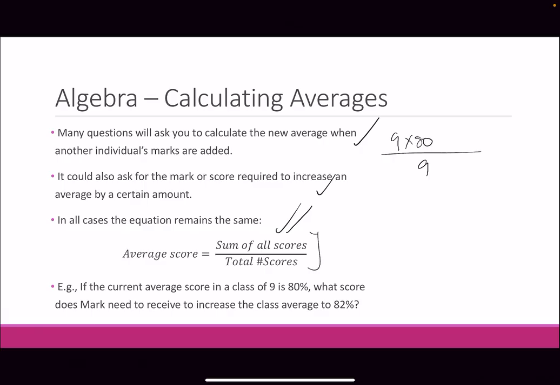The thing is that there's a new student called Mark who joins, and we don't know what his score is yet. We need to find that score, although we do know he's only one individual, so the total number of scores increases by 1. The goal we're looking for is 82%. So 82%, 9 plus 1 is 10, so if we move that over, it becomes 820, because divide becomes multiply when you move it to the other side. 9 times 80 is 720. So 720 plus x equals 820, so x should just equal 100.